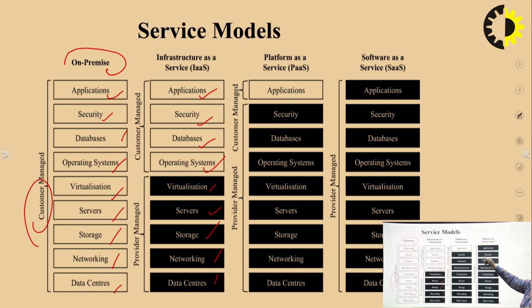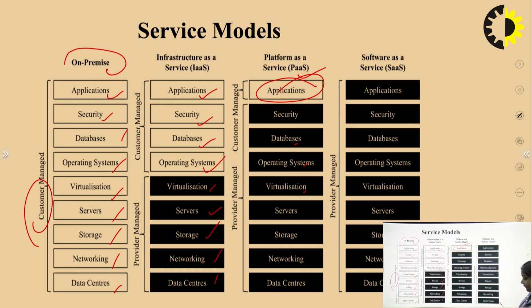And if we are talking about platform as a service, that is PaaS, in this all the services like security, database, operating system, all these are provided by the cloud servers, that is the provider, and the customer has to only interact with the applications. That is called platform as a service. Now the next one is software as a service. In this all the things have been provided by the cloud servers. Applications, security, databases, these are all managed by the provider.